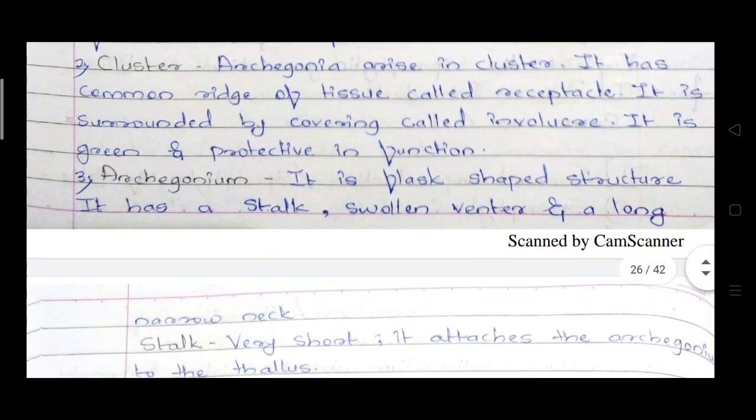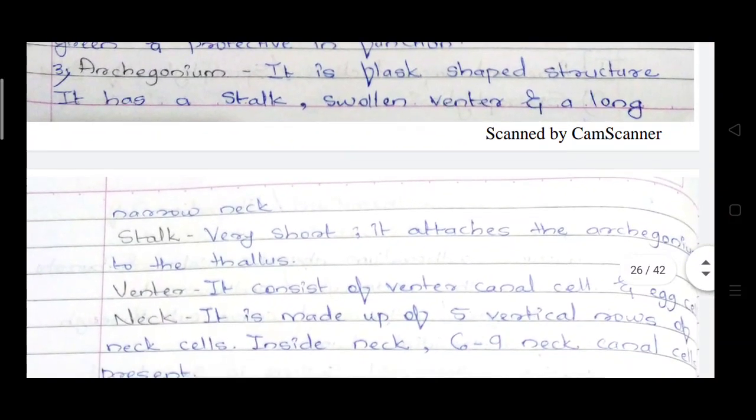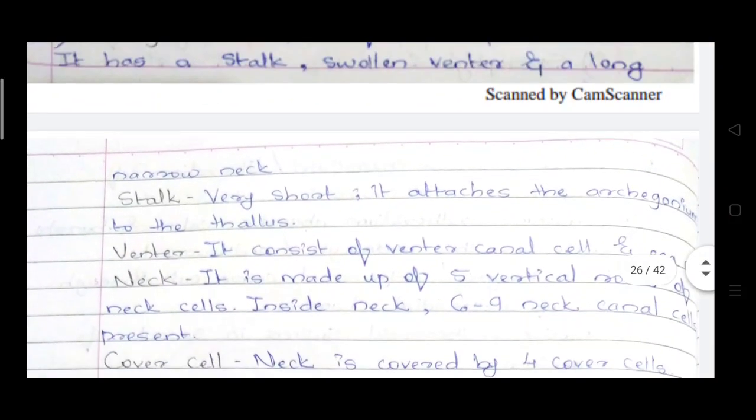This archegonia structure is a flask-shaped structure. It has a stalk, a swollen venter and a long narrow neck. The stalk is very short and it attaches the archegonium to the thallus. The venter contains the venter canal cells and egg cells.